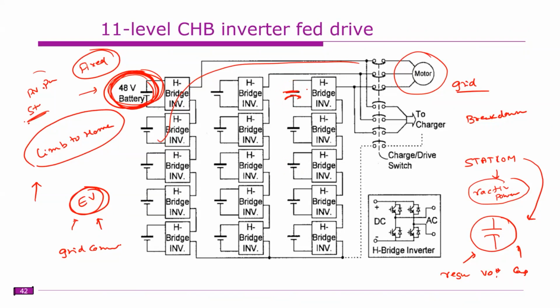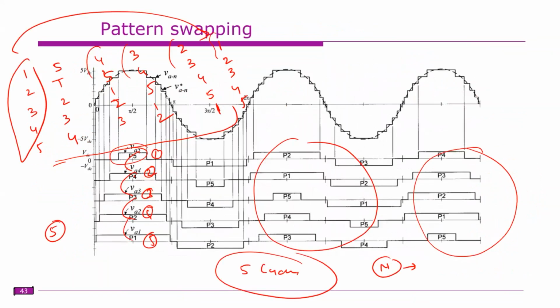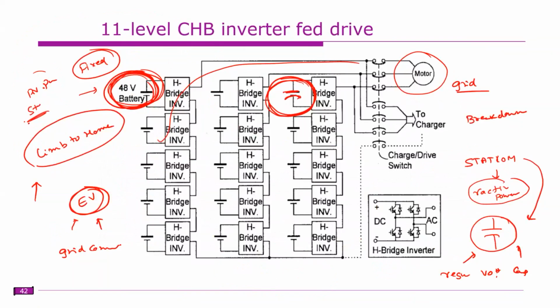So we have an additional controller to regulate the voltage across the capacitors, where predominantly we have reactive power transfer. Only a small amount of real power transfer is taking place to overcome the losses that occur in the capacitors. That we will discuss. Right. So this is about the Cascade H bridge.